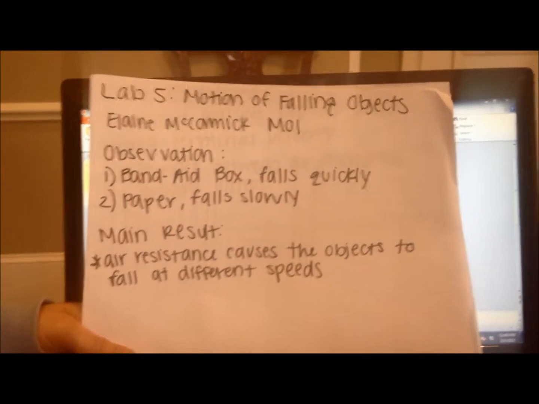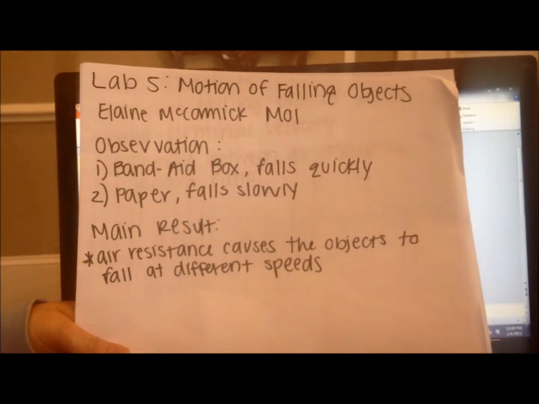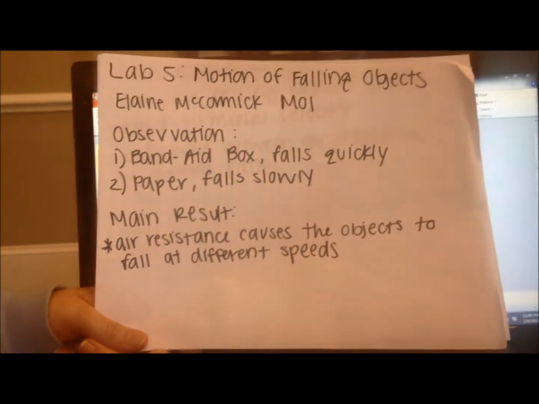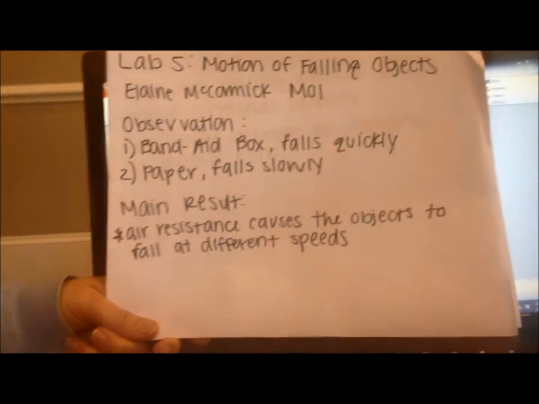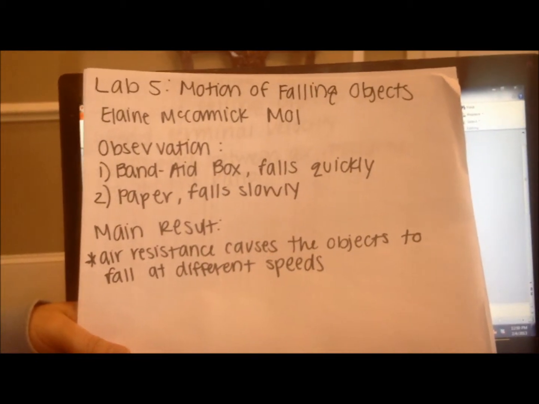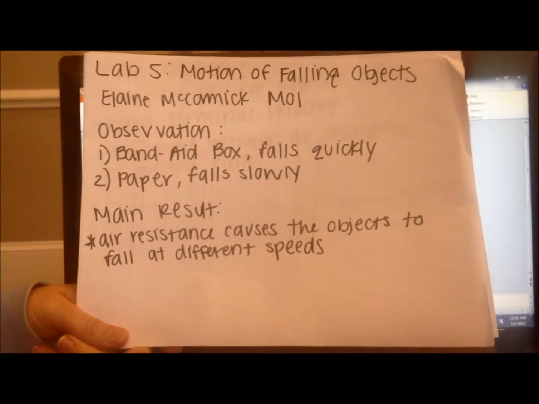This is Elaine McCormick for Lab 5, Motion of Falling Objects. I observed a Band-Aid box which I dropped and it fell quickly in the negative y direction. Also, I observed a paper which fell slowly in the negative y direction. The main result of this lab is that air resistance causes the objects to fall at different speeds.